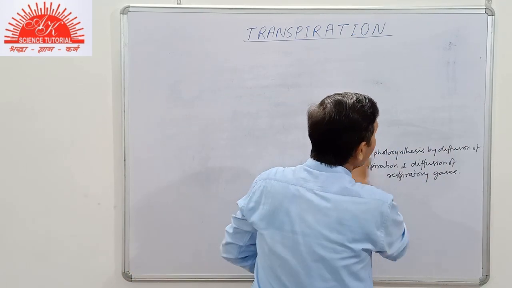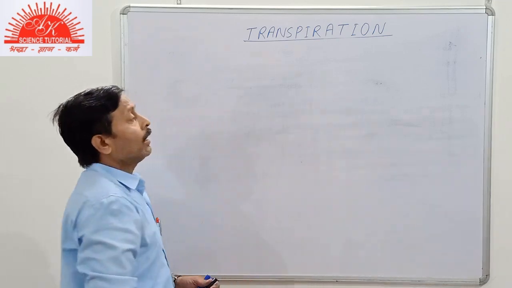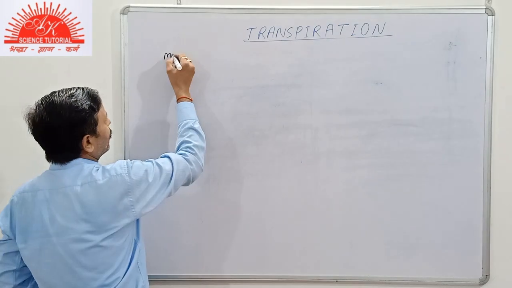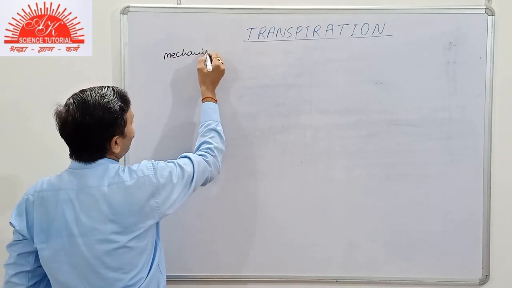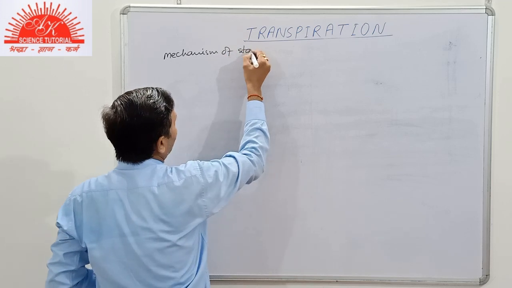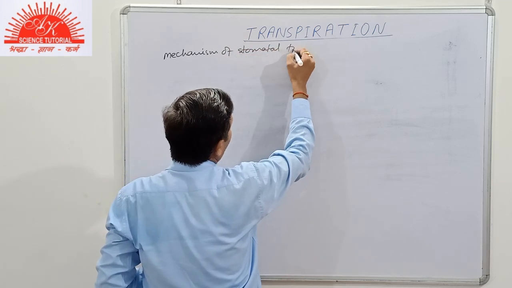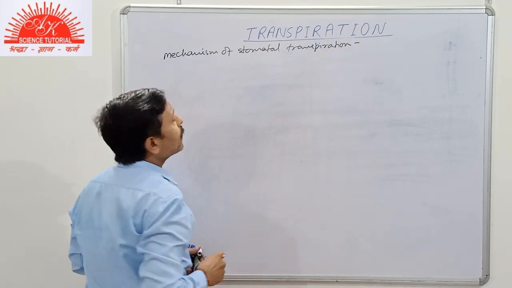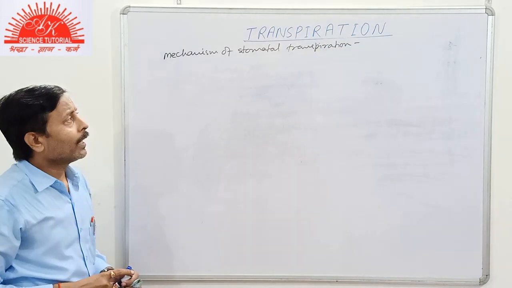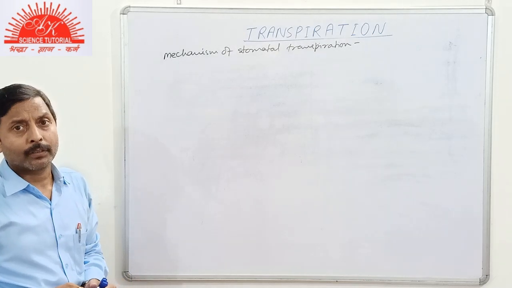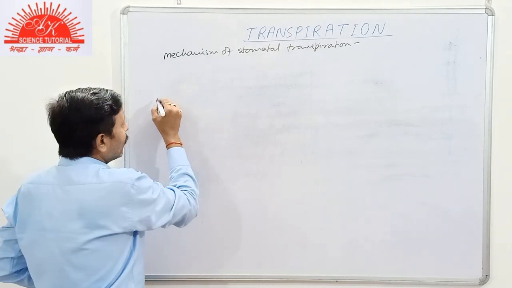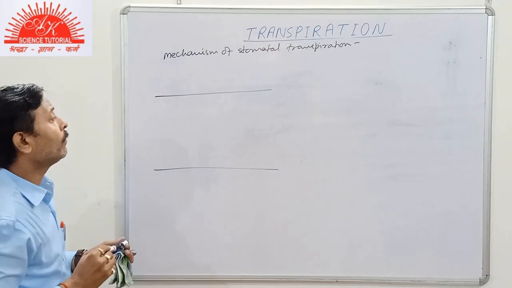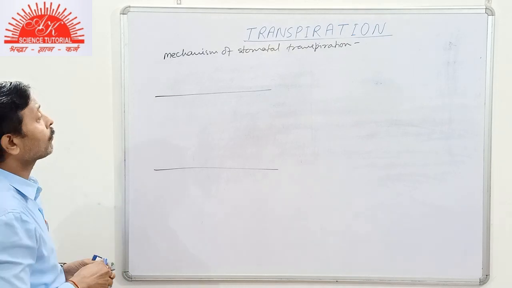Now here we can study the mechanism of stomatal transpiration. Actually this mechanism has to be studied mainly in the dicot leaf. So we should draw the diagram of this dicot leaf, then it will be able to describe it more clearly.